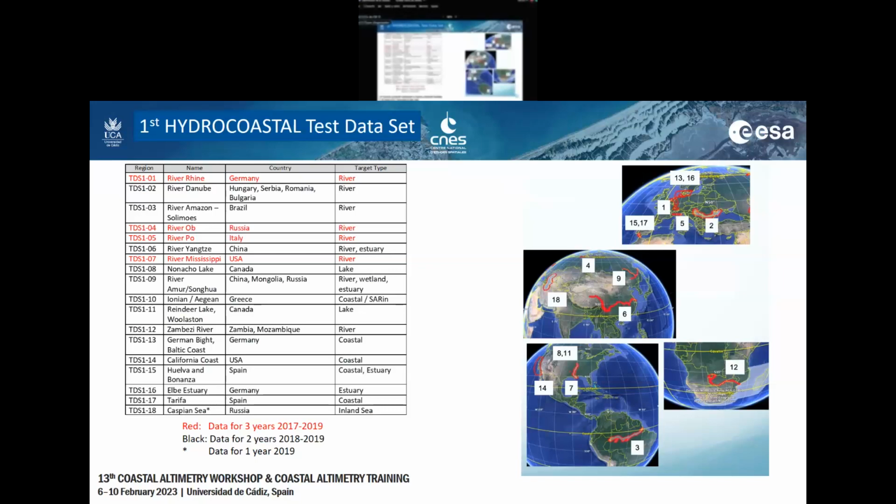So 2 years of data for most of them, 3 years of data for some, the ones in red, and just 1 year of data for the Caspian Sea. The idea was to look at a number of different kinds of environments and regions so that we could assess how well the different retrackers performed in different situations.